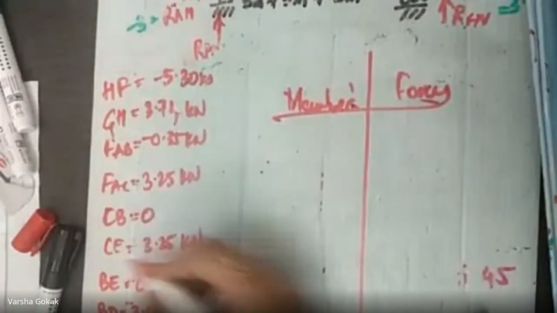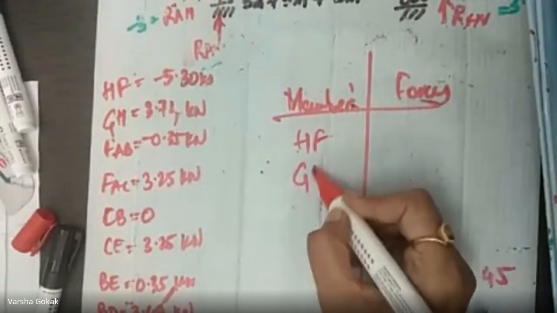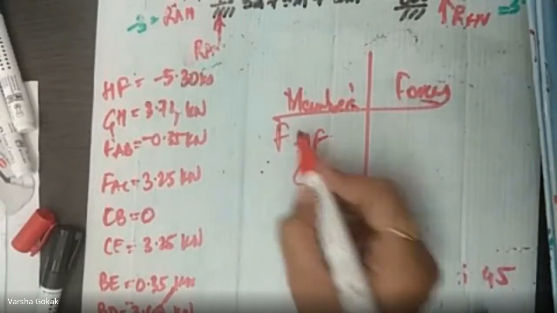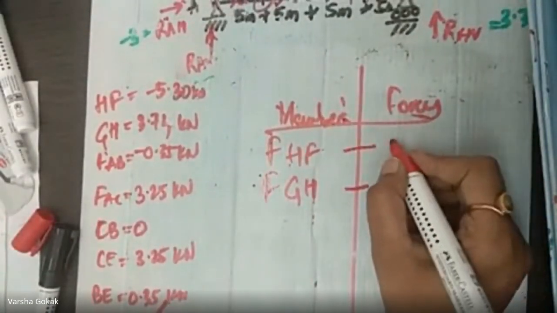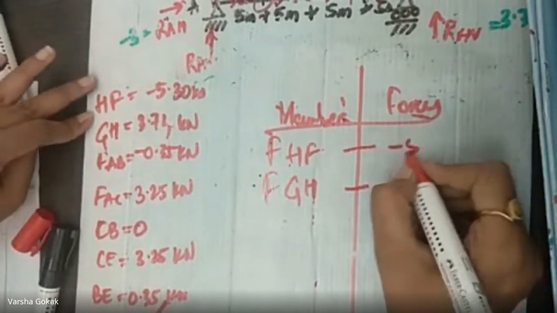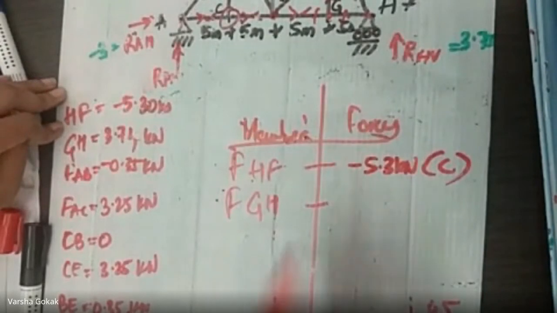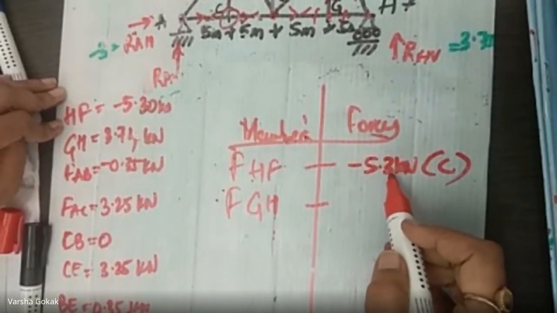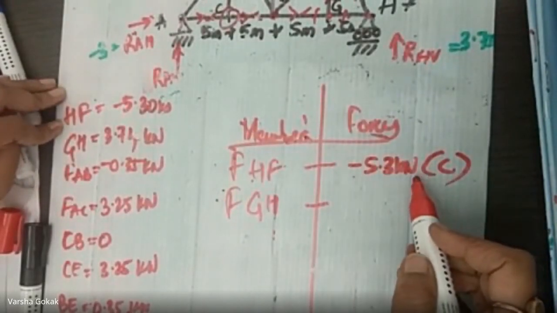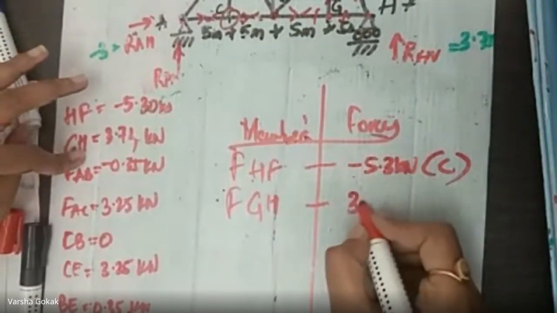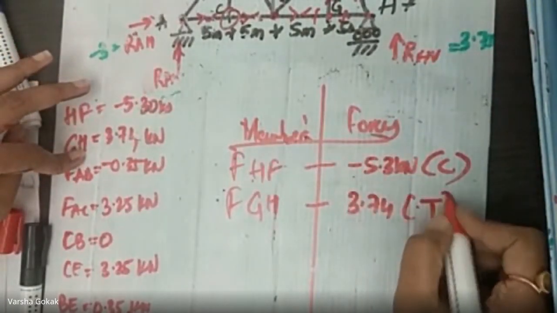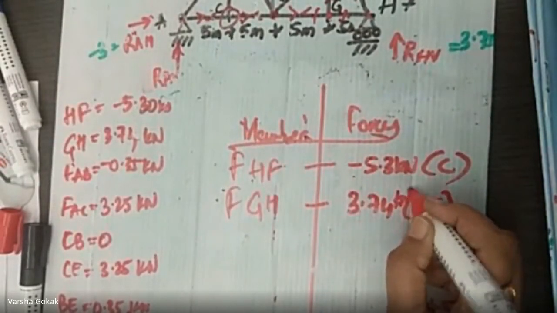So you will write the members here: HF, GH. Like this you can write, or you can write FHF, FGF, of your choice, and write the forces. For example, HF is minus 5.3 kilonewton, which indicates it's a compression member. Why? Because I had assumed tension to be positive and it is minus, so it is a compression member. Similarly, GH, we got 3.74, which is positive, so it is a tension member. You can write CT also in brackets, or just writing plus and minus values would be sufficient.